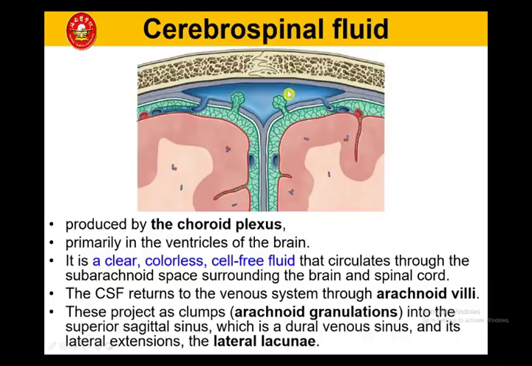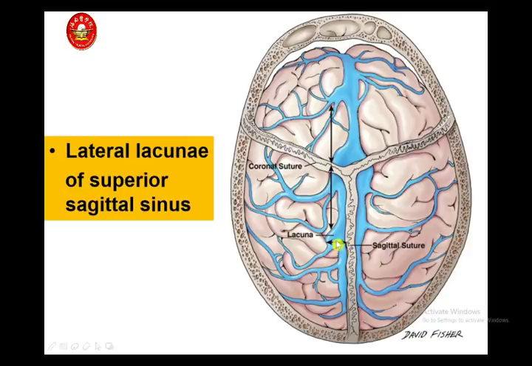Talking about the cerebrospinal fluid. Cerebrospinal fluid is produced by the choroid plexus, mainly in the ventricles of the brain. It is a clear, colorless, cell-free fluid that circulates through the subarachnoid space and surrounds the brain and spinal cord. The cerebrospinal fluid returns to the venous system through the arachnoid villi, as we can see here. These project as clumps, the arachnoid granulations, into the superior sagittal sinus, which is a dural venous sinus, and its lateral extensions, which we call the lateral lacunae. We can see the lateral lacunae here.